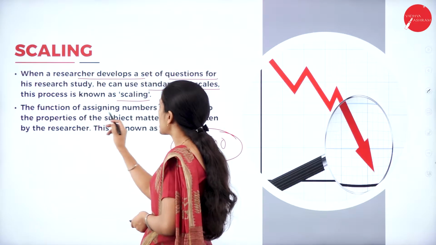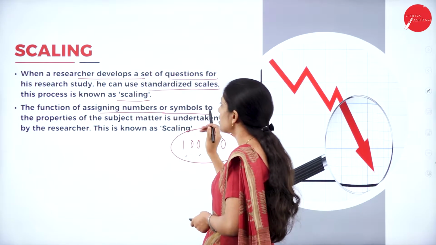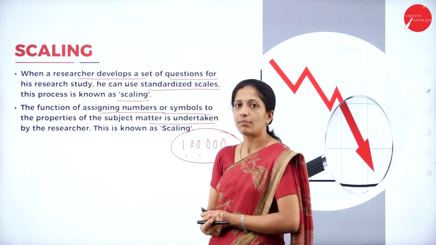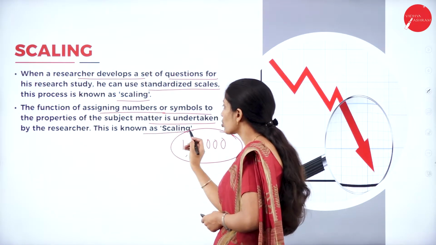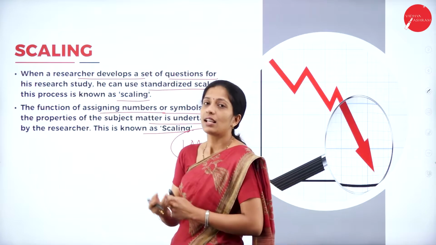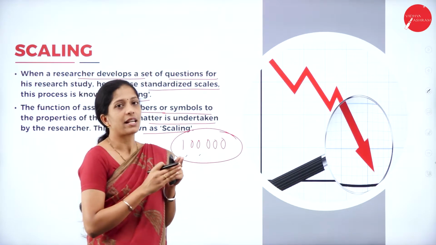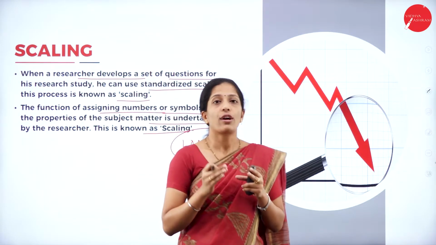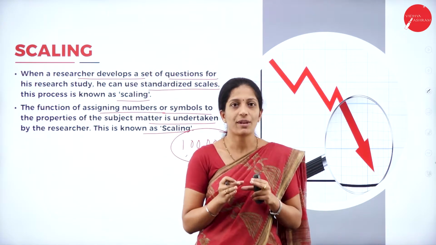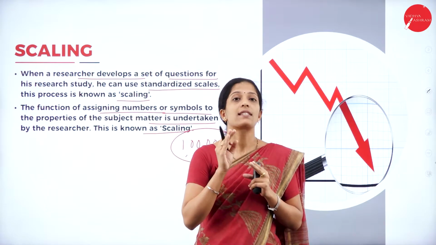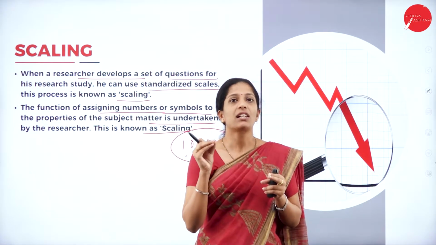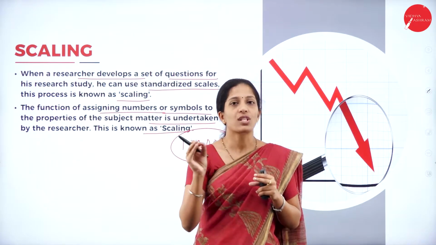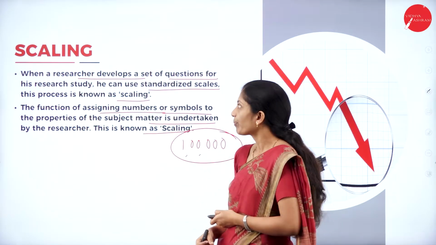The function of assigning numbers or symbols to the properties of the subject matter is undertaken by the researcher. This is known as scaling. In order to simplify this sentence, how can we define scaling? In order to make more information into a standardized or simplified form, whatever techniques or tools are used, that process is called scaling.